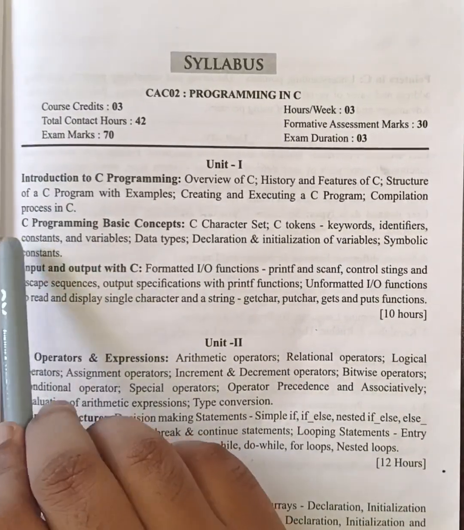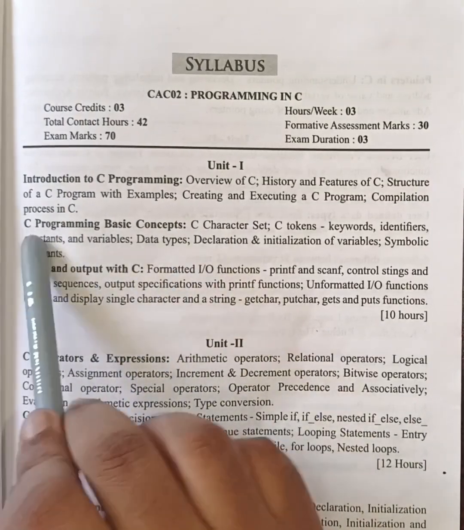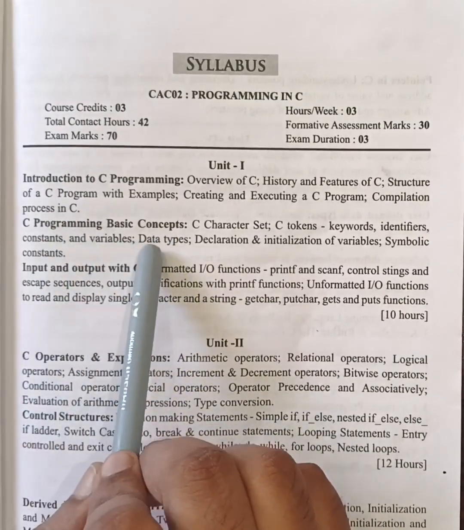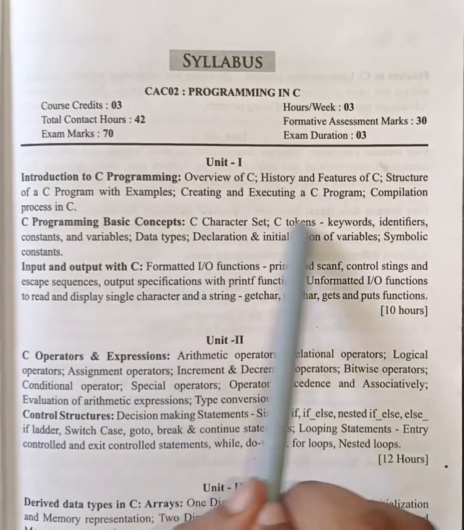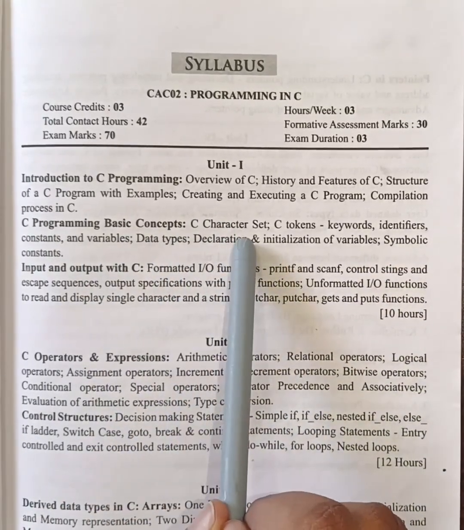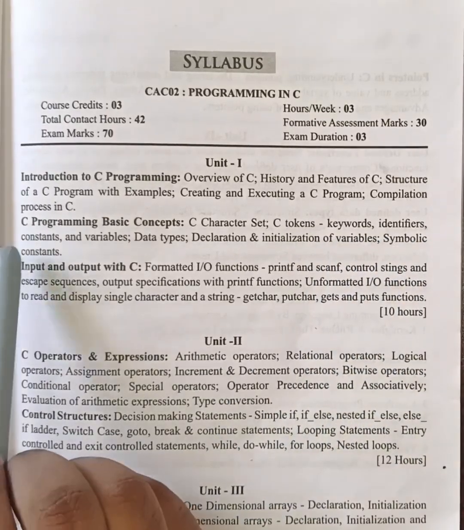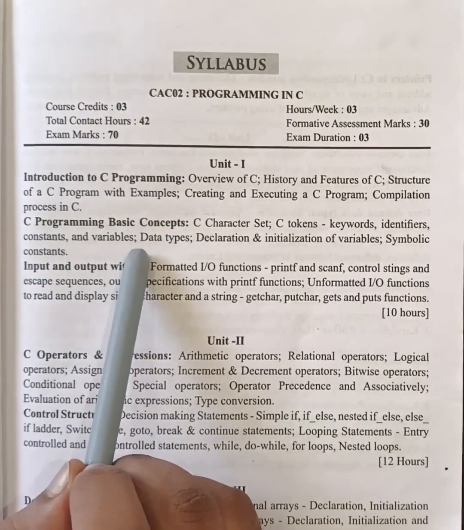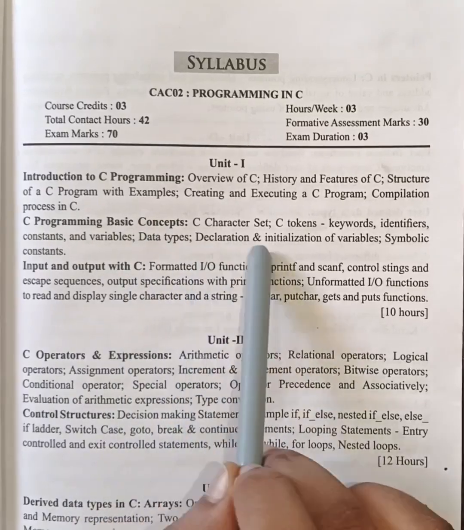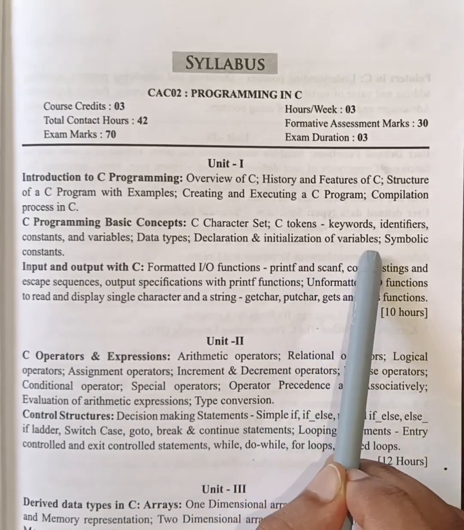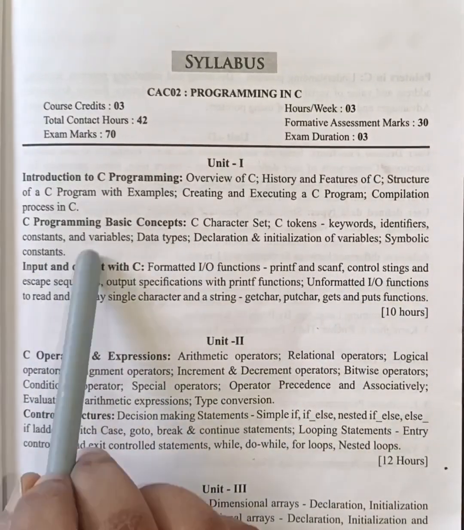And the second chapter will be C programming basic concepts, and it contains various topics like C character set, C tokens, keywords, identifiers, constants and variables, data types, declaration and initialization of variables, symbolic constants.